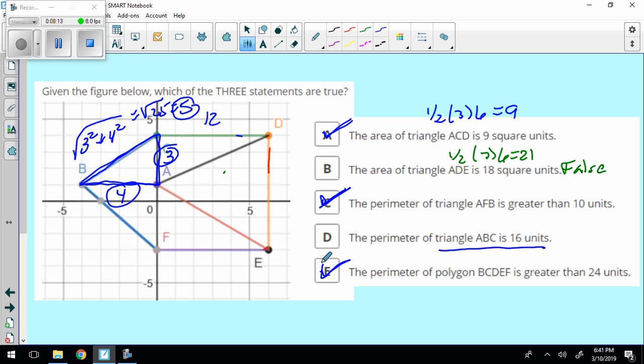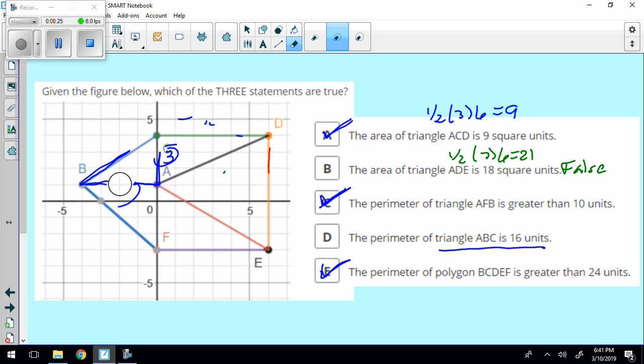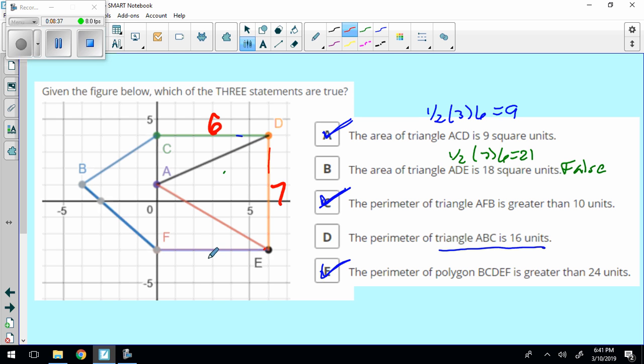And we could check that ourselves to look at polygon B, C, D, E, F. It would be the very large pentagon around the outside. And quickly with that, this part is 6. This piece is 7. This piece is 6. We said this up here was 5. And this was the square root of 32 from previous answers.